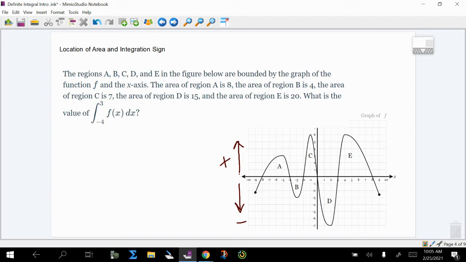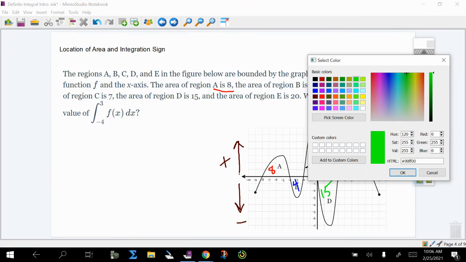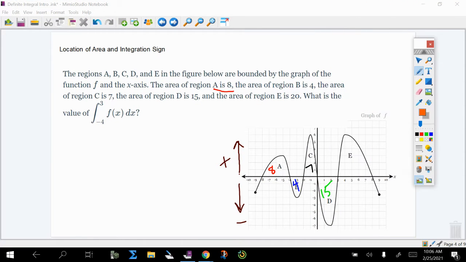And I think it's going to help me here to have some colors to show you what's going on. So they're going to give you this region, and you'll notice there's nothing geometric about these regions. They're not triangles, they're not semicircles, they're very obscure, abstract shapes. So they have to tell you the area of each of them. They're telling you that the area of region A is 8 units. The area of region B is 4. The area of region C is 7. D is 15. And E, just trying to color code things here. E is 20.